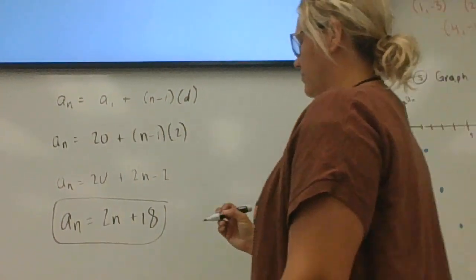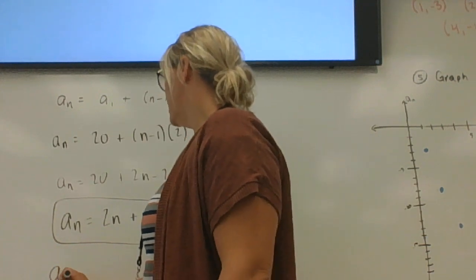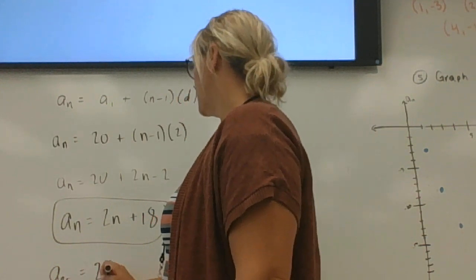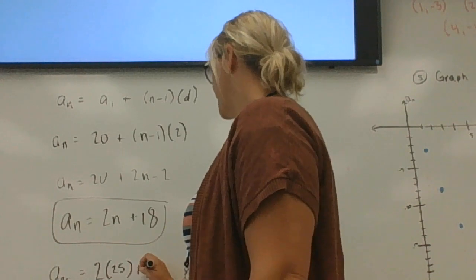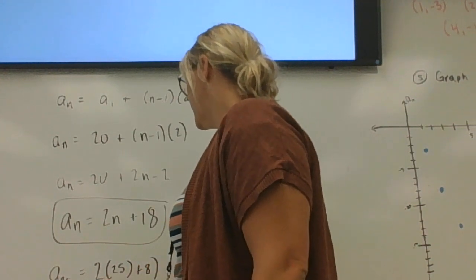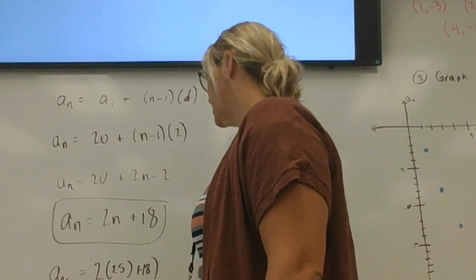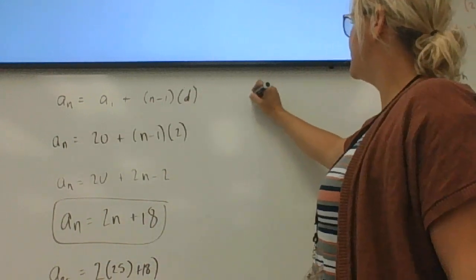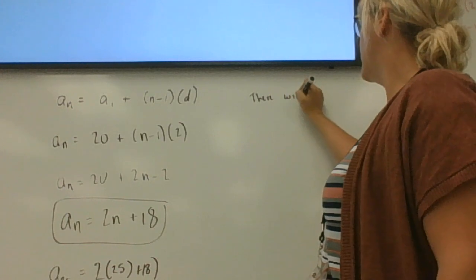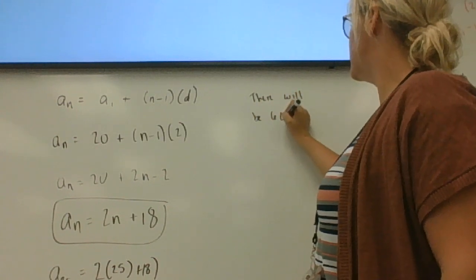And if you're wondering how many are in the last row, you'll plug 25 in. It says there's 25 rows total. It'll be 50 plus 18. There will be 68. There will be 68 seats in the last row.